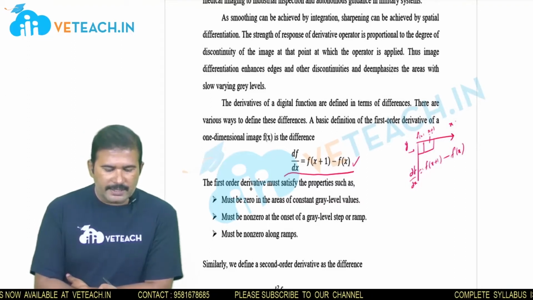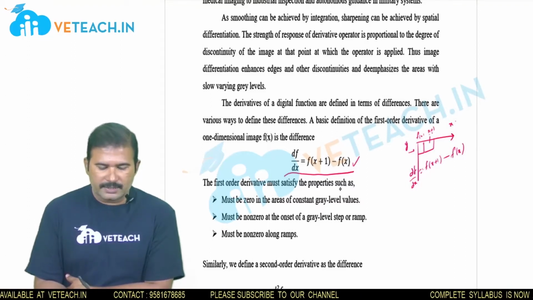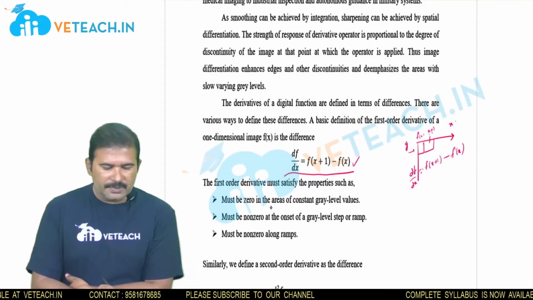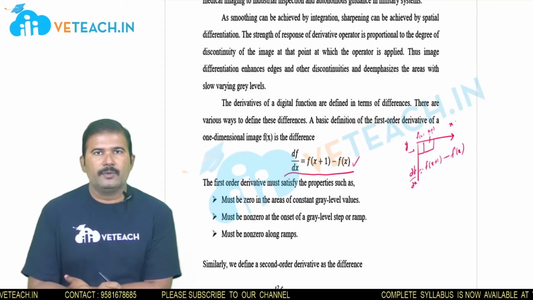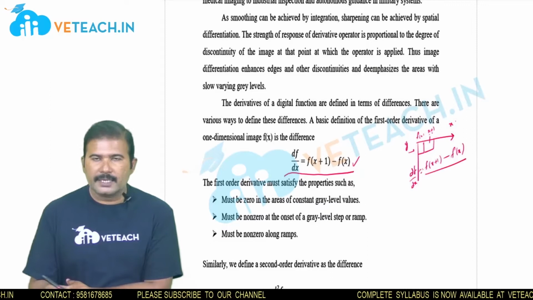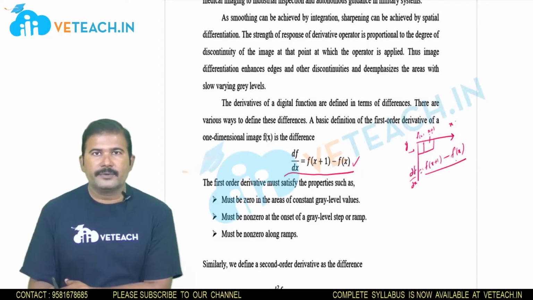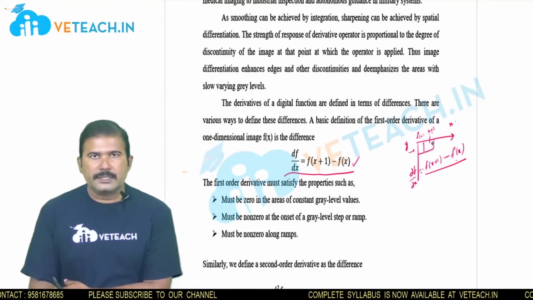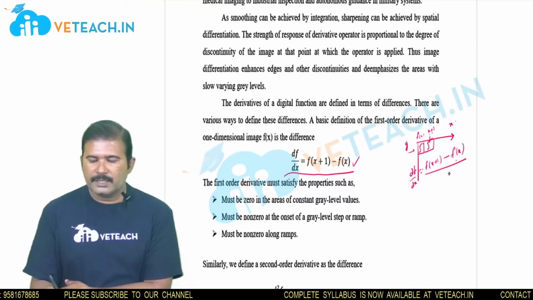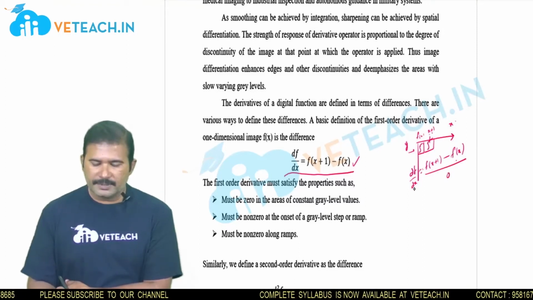So the first order derivative has to satisfy some properties, such as it must be 0 in the areas of constant gray level values. That means if you find the difference like this, f of x plus 1 minus f of x, if the gray level values are constant, that means both are having 5, then it gives a 0. That means there is no difference.